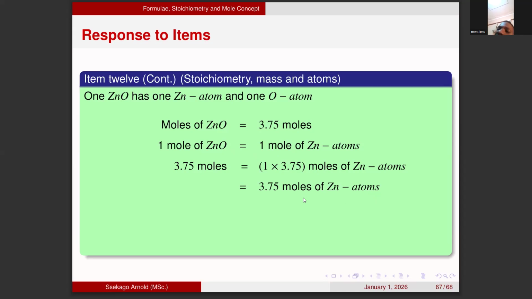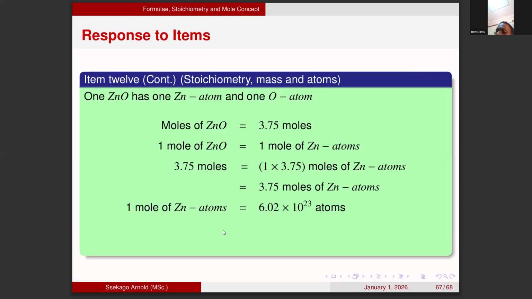Now, these are not the atoms. If you recall from the previous discussions, if you are watching this video for the first time, I'll refer you to the previous sessions. These are just moles of zinc atoms. They are not number of zinc atoms. So to find number of zinc atoms, we use the Avogadro's relation, which says that 1 mole of zinc atoms is equal to 6.02 times 10 power 23 atoms.